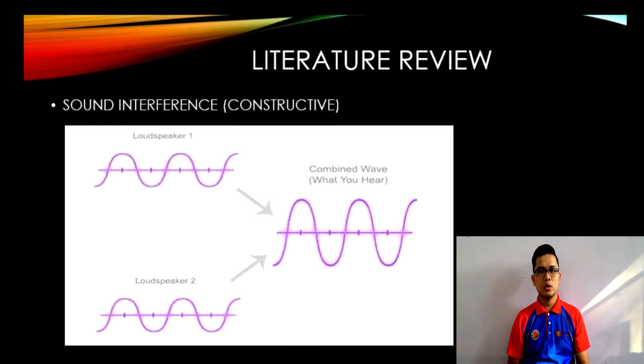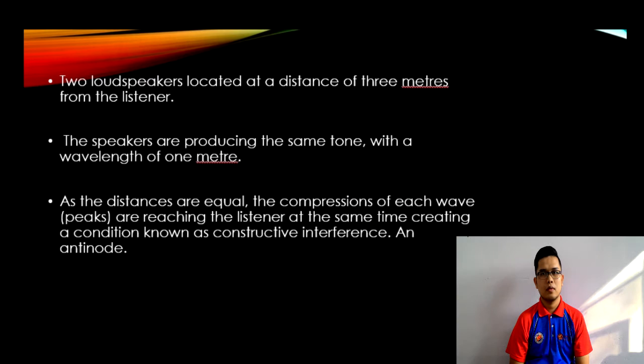Here we have two types of sound interference: constructive and destructive interference. As an example, we take two loudspeakers located at a distance of 3 meters from the listener. The speakers are producing the same tone with a wavelength of 1 meter. As the distances are equal, the compression of each wave reaches the listener at the same time, creating a condition known as constructive interference.